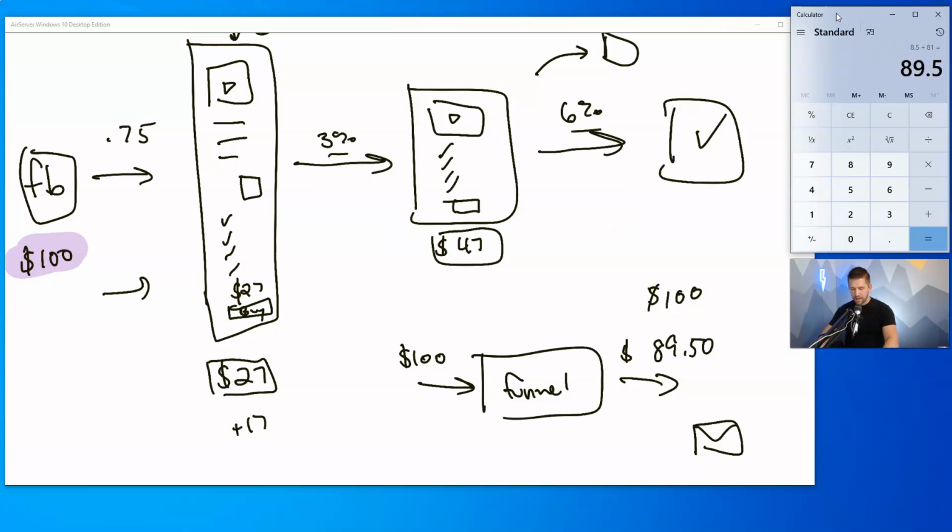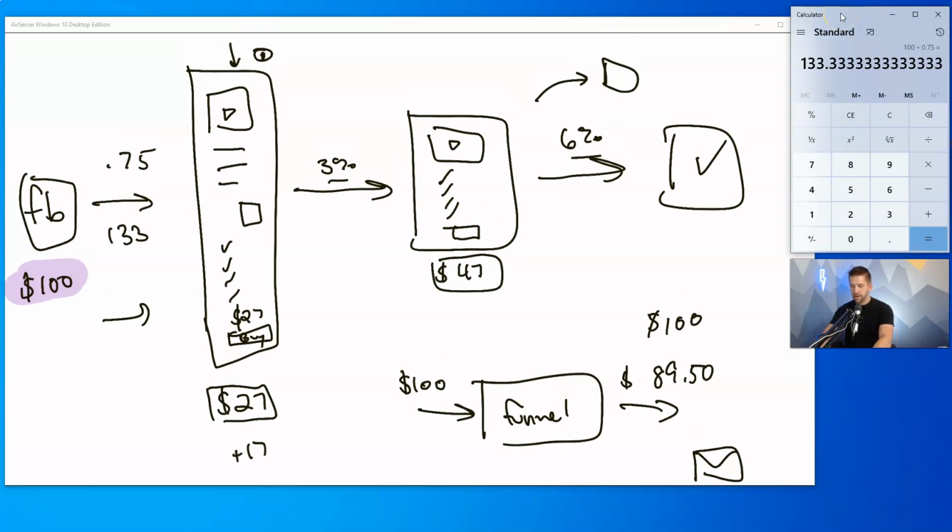All right, so let's do the math. So we're putting $100 in, and it's costing us 75 cents per click. So that means we should be getting 133 people to our sales page. Now, again, I'm not going to change any numbers here, so this is still converting at a paltry 3%. So if I multiply that by 0.03, I now have 4 customers. A nice even number. I'm happy for that. And that results in $108 right here on the front end.